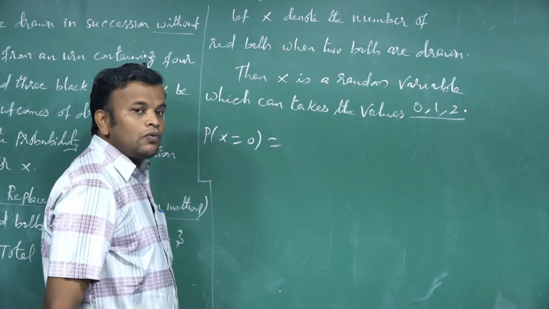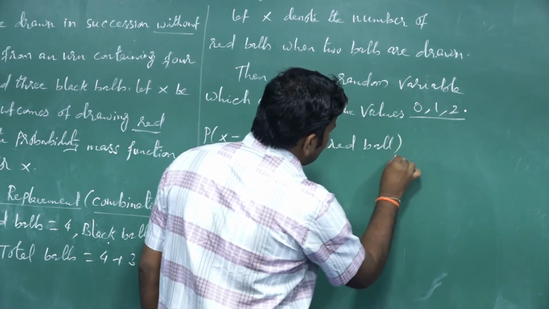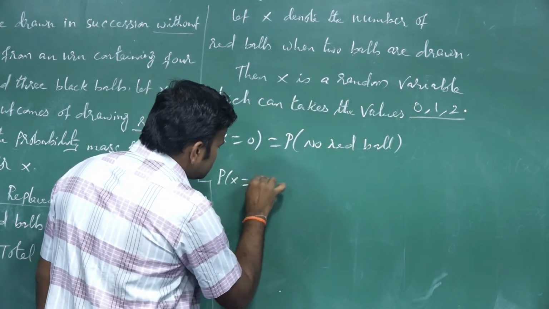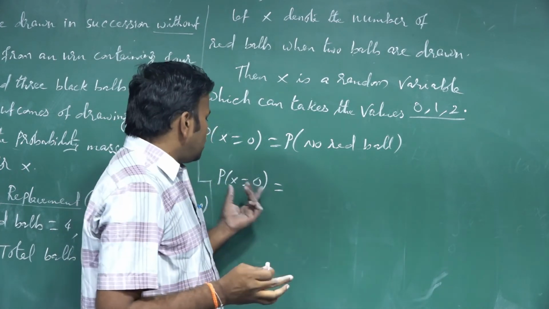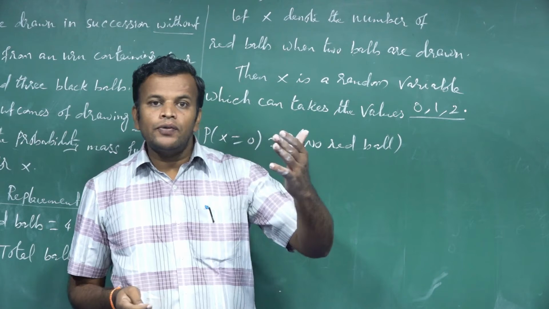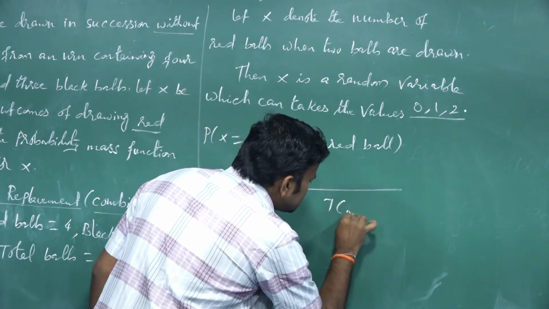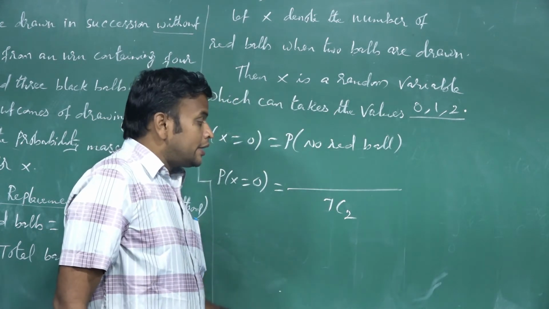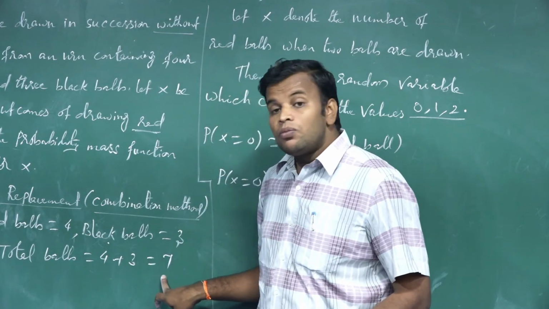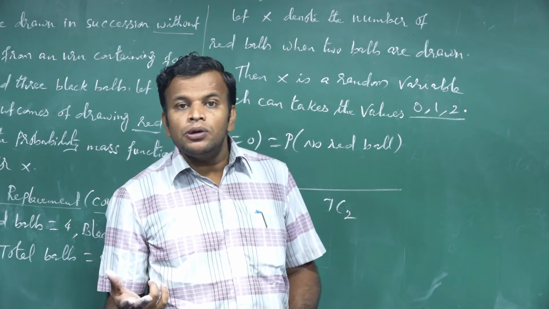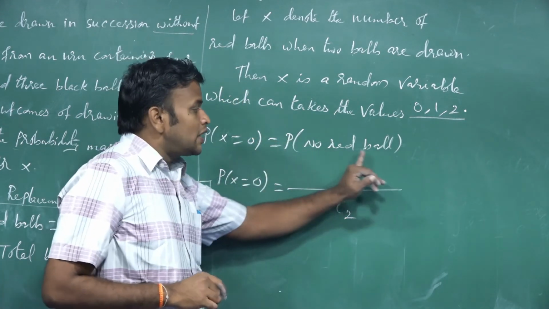P of X equals 0. For understanding, I write it as the probability of no red ball. I find the value using combinations. You know every probability is P of A equals n of A by n of S. So first I write the total number of sample space in the denominator, 7C2. Why 7C2? The total number of balls is 7, and out of 7 we take 2 balls. So 7C2.